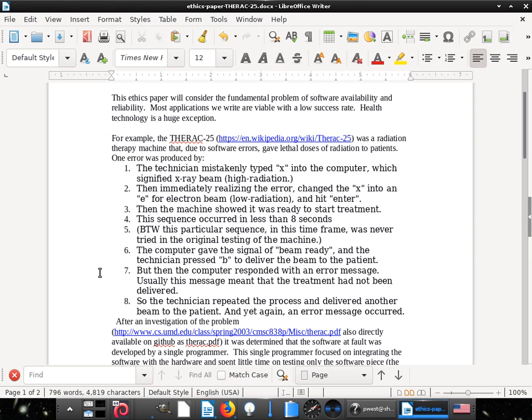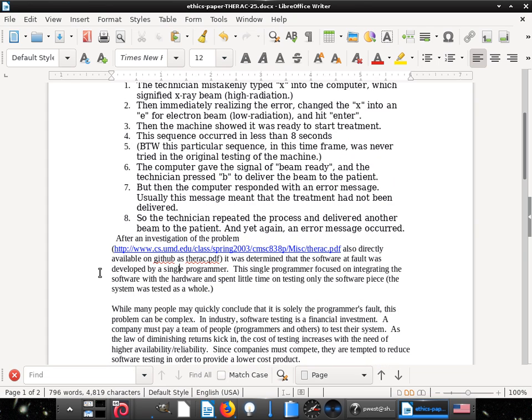After investigation of the problem, which you can thoroughly read right here, also directed to GitHub as Therac, I guess I'll publish that, it was determined that the software at fault was delivered by a single programmer. And when I say single, I don't mean that the programmer was single. I mean that there was one programmer. Make sure that was clear. The programmer focused on integrating software with the hardware and spent little time testing only the software piece. The system was tested as a whole at the end, but the programmer did not test the software.